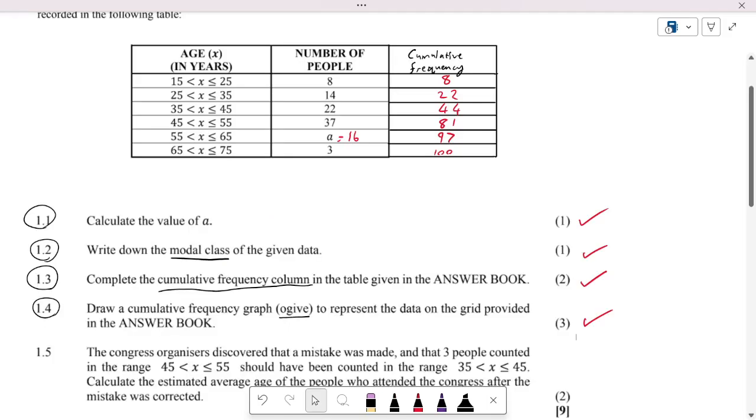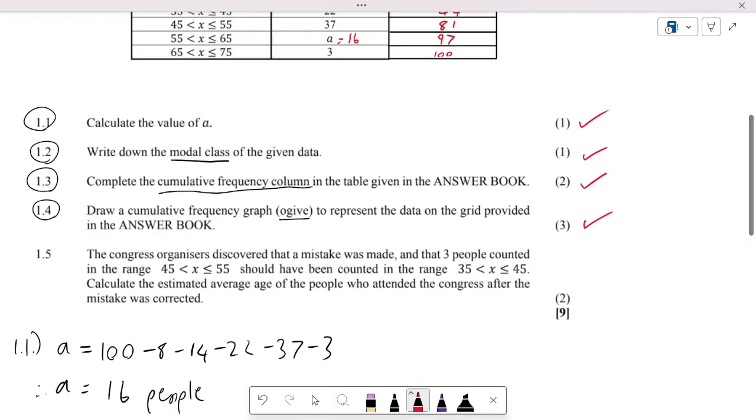So 1.5 is an interesting one, right? I had to take a little bit of a moment to process it, but then it was kind of straightforward. So what they're saying over here by 1.5, the Congress organizers discovered that there was a mistake made, that 3 people counted in the range 45, so X is between 45 and 55, should have been counted in the range of this.